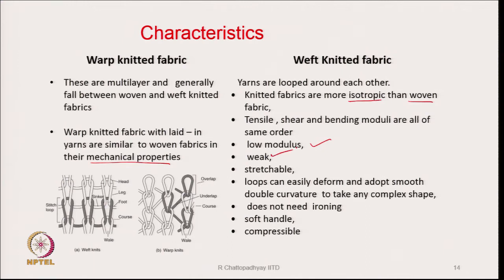Fabrics are generally weak in nature, we can produce stretchable fabrics, and loops can easily deform. It does not need any ironing, that is the advantage. So, for some products where ironing is not required at all, we generally go for knitting. Then it has a very soft handle. You see, all interior or inner garments are made from knitted products, because the loops can deform easily, and therefore the fabrics as a whole become very soft. It is compressible. So, that is the advantage of weft knitted fabrics. Vis-a-vis, on the left hand side we see the warp knitted fabrics.